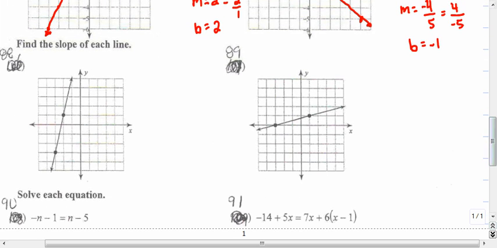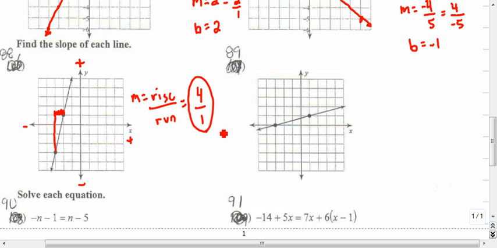Okay, it asks us to find the slope of each line. So we know that slope is rise over run. So let's count the rise. 1, 2, 3, 4. It's up. We know that up and right are positive, down and left are negative. So my rise is 1, 2, 3, 4, positive 4. My run is a positive 1. So my slope is 4 over 1, which, yes, could be written as just the number 4.